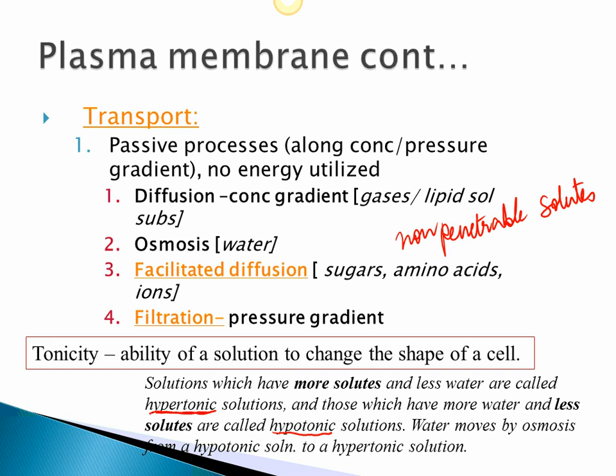So since osmosis is a process where there is diffusion of water from an area of greater concentration to an area of lesser concentration, hypotonic solutions have more water, right? Hypertonic has less. So osmosis will occur from a hypotonic solution to a hypertonic solution. Osmosis will occur from hypotonic to hypertonic.